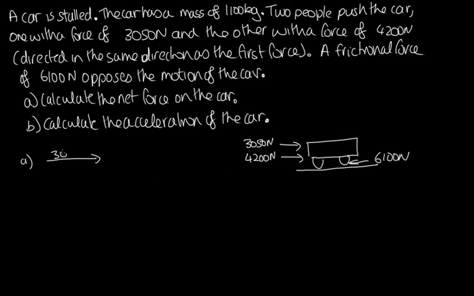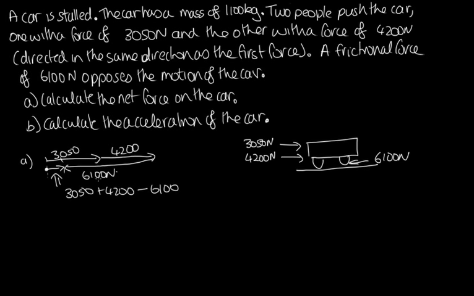So we've got 3,050, and then a slightly longer one of 4,200, and then one going back in the opposite direction of 6,100 newtons. So from here to here is our resultant force. To work out its size, we've got 3,050 plus 4,200 minus 6,100, as this one's in the opposite direction, and so it subtracts. Solving that, we get 1,150 newtons. And since it's a force, we should give a direction. The direction of the force is in the same direction as the people pushing.